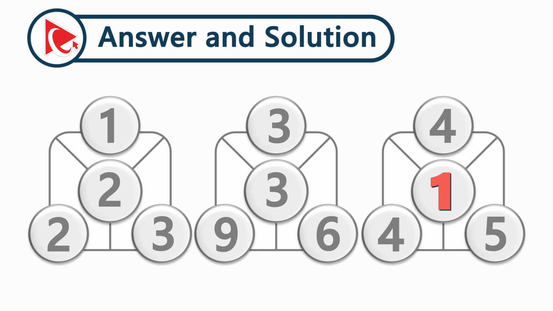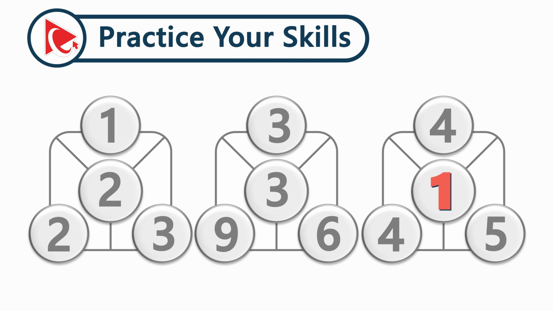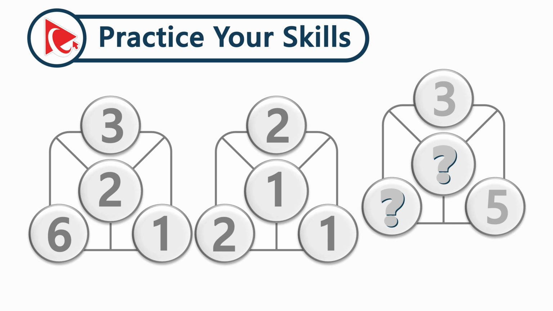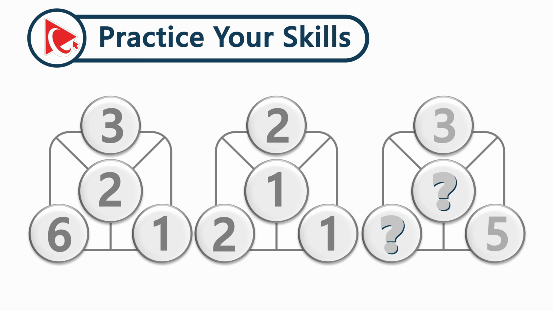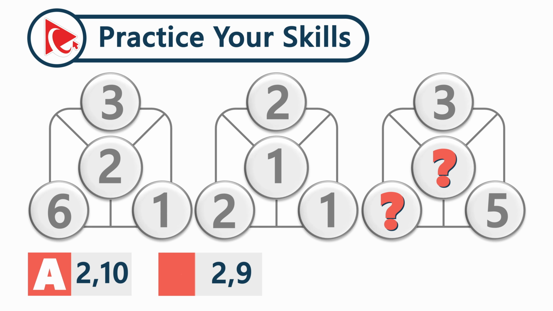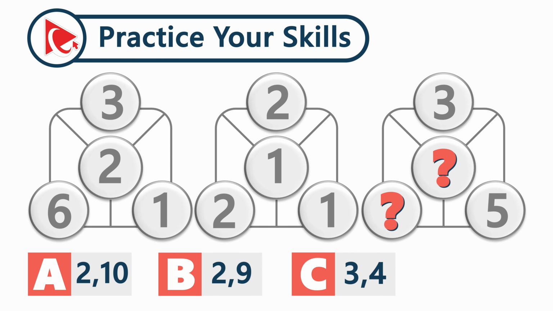But hold on, there is more. Here's the question for you to tackle. You're presented with 3 shapes. The first shape has numbers 3, 1, and 6, and then number 2 in the middle. Second shape has numbers 2, 1, and 2, and then number 1 in the middle. And then the third shape only has 2 numbers visible, 5 and 3, and 2 other numbers are missing. You need to determine the pattern, calculate your answer, and select your solution out of 4 possible choices. Choice A, 2 and 10, choice B, 2 and 9, choice C, 3 and 4, and last but not least, choice D, 4 and 5.